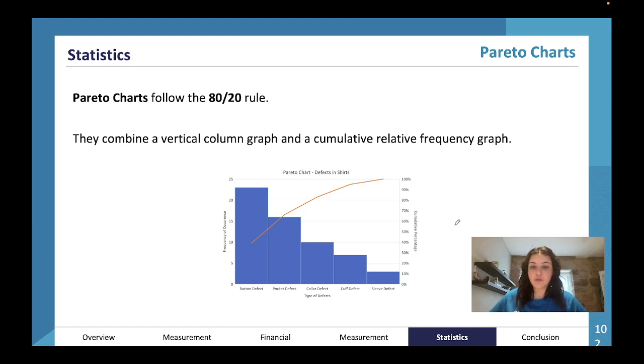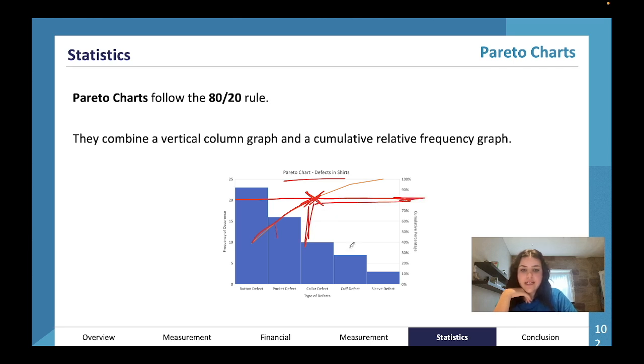Pareto charts follow this rule and say that 80% of something occurring is the fault of 20% of something else. So let's have a look. Defects in shirts. 80% of the defects are being caused by the culmination of button defect. So when we look at the number of defects and we follow this line, we want to say that the culmination of button, pocket, and half of the collar defects is 80% of the defects. So this is only feeding into that lower range. It's just about where our line goes.